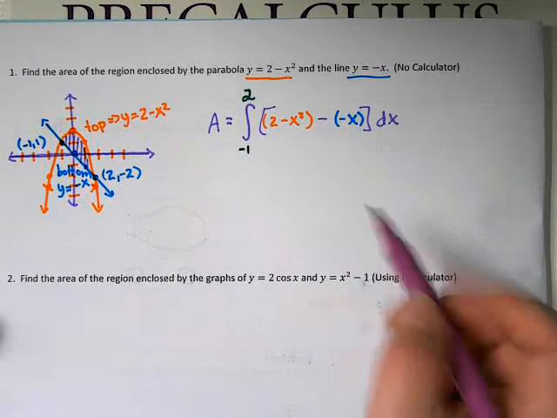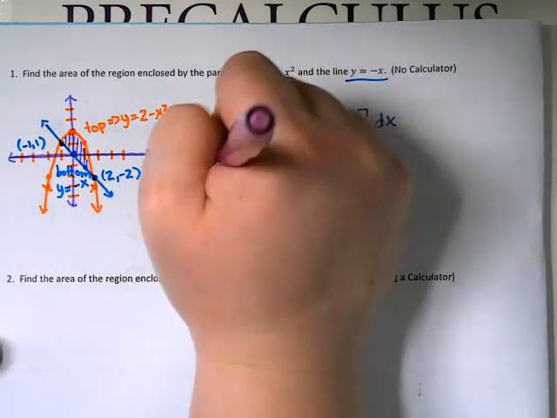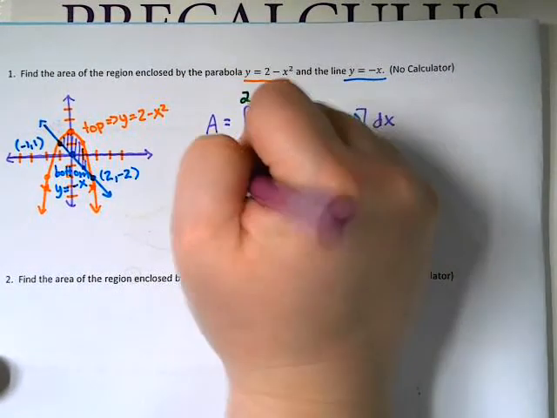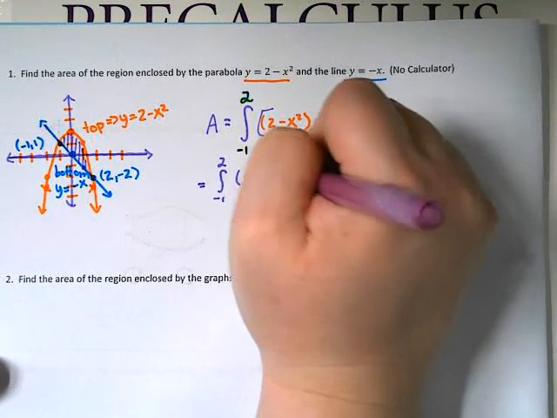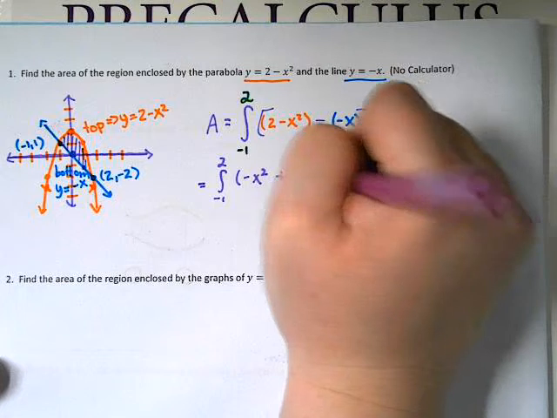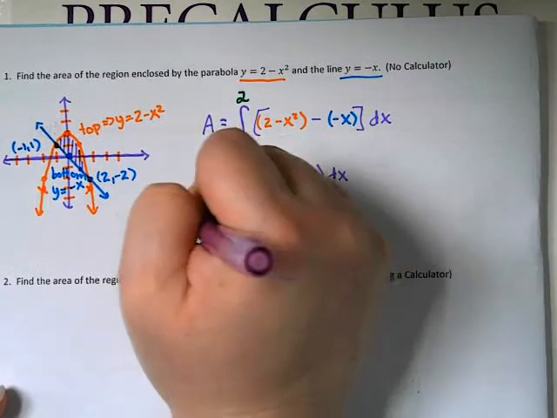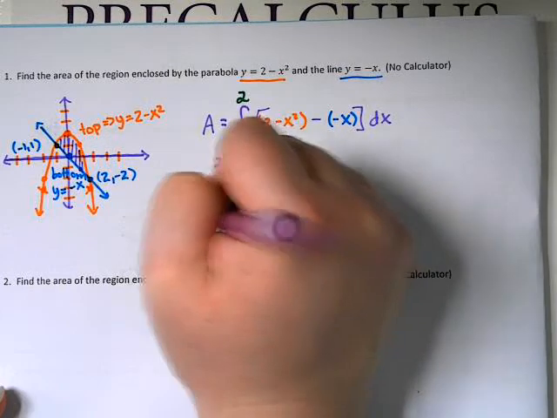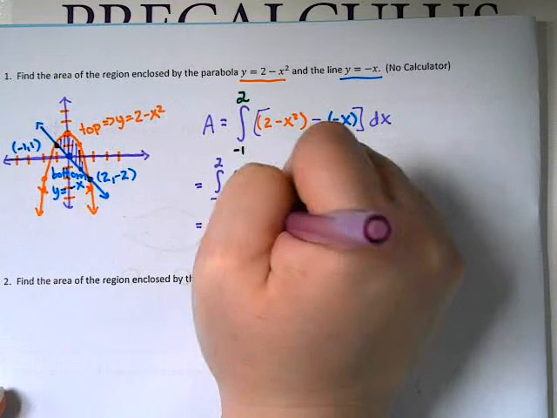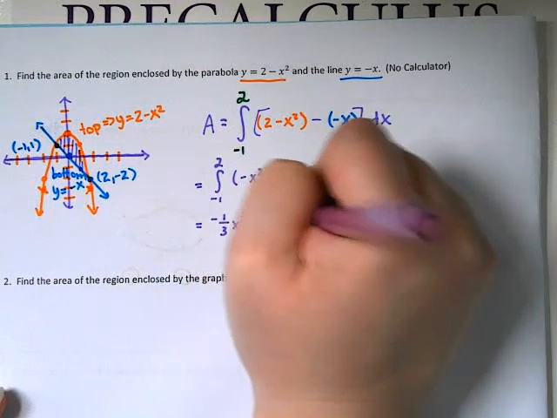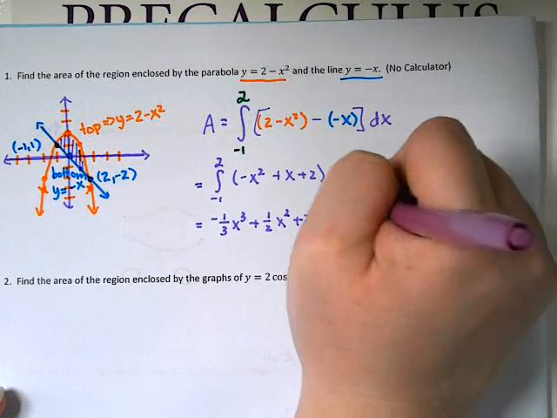Since this is no calculator, the first thing I'm going to do is make it a little bit easier here. So this is going to be negative x squared, that becomes a positive x, and then plus 2 dx. So all I did was put it in standard form. And now I'm going to take the antiderivative. So that would be negative 1/3 x cubed plus 1/2 x squared plus 2x plus c, and I'm going to evaluate from negative 1 to 2.